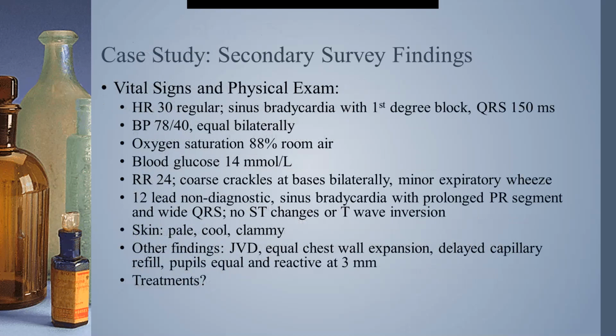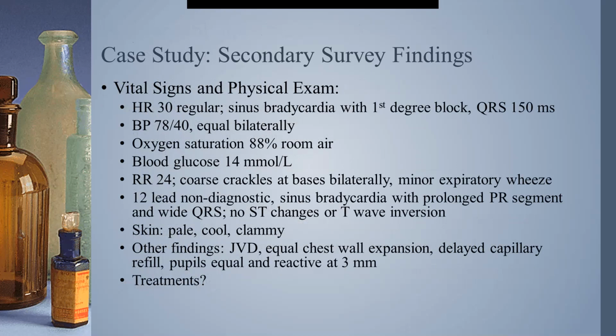Secondary survey findings, we're discussing the case study again. Vital signs and physical exam. Heart rate is 30, regular, in a sinus bradycardia with first degree block. QRS 150 milliseconds. BP is 78 over 40 and is equal bilaterally. Oxygen saturation 88% on room air. Blood glucose is 14 millimoles per liter.